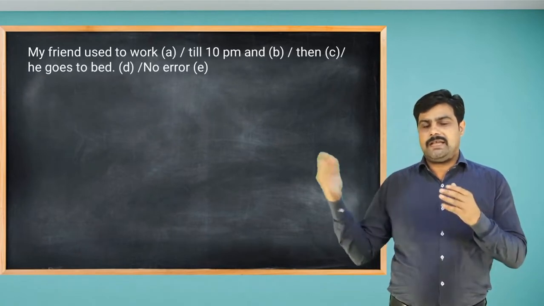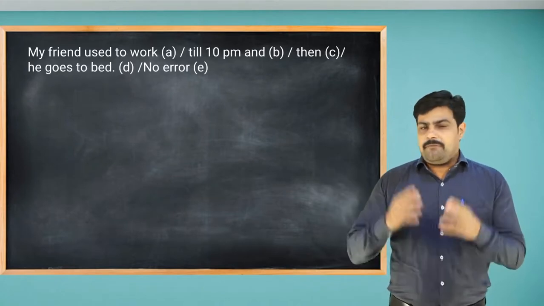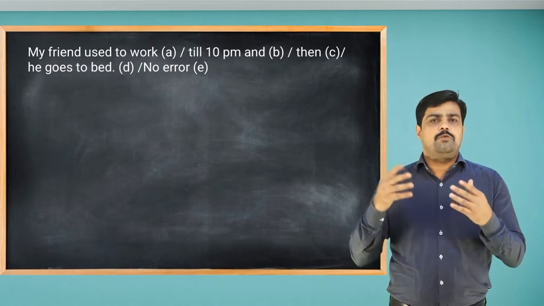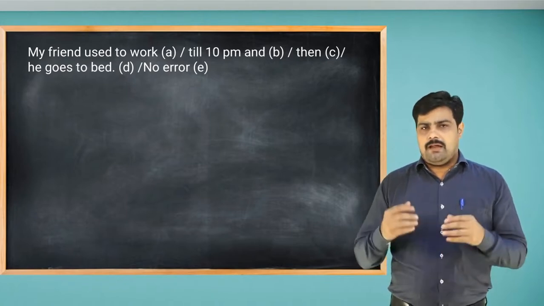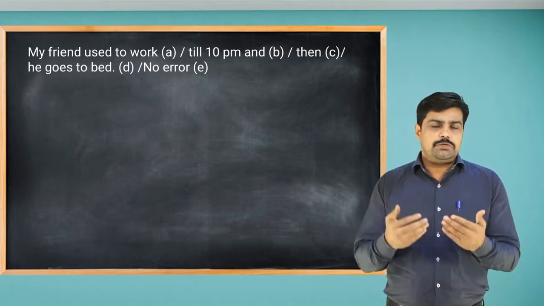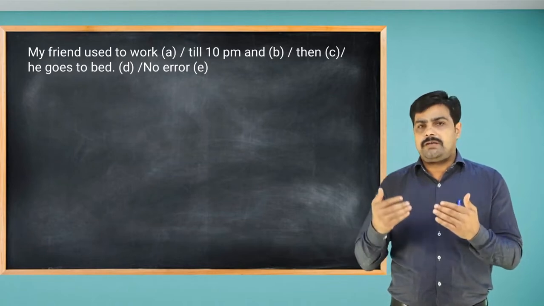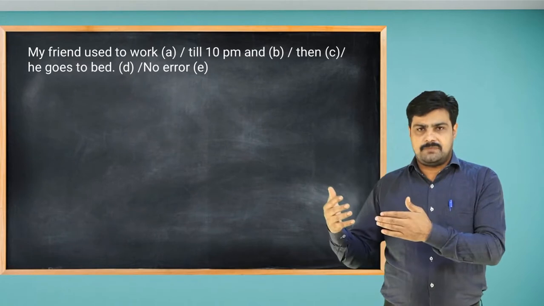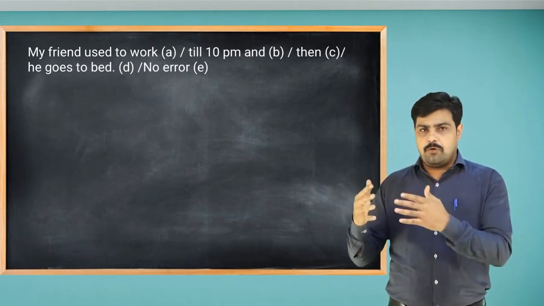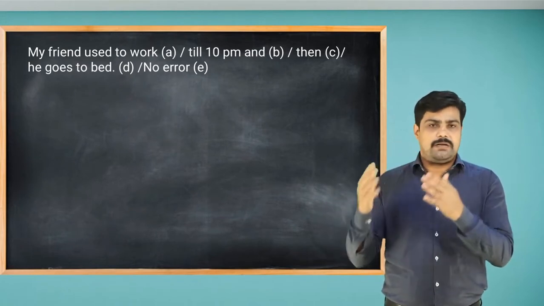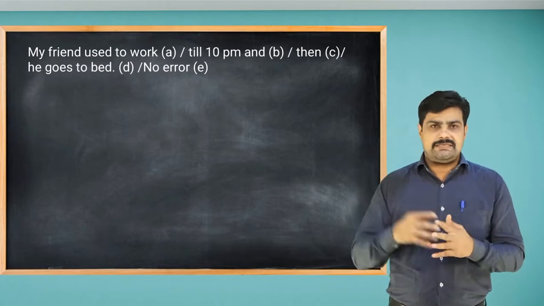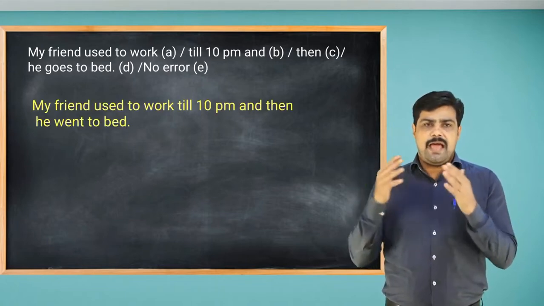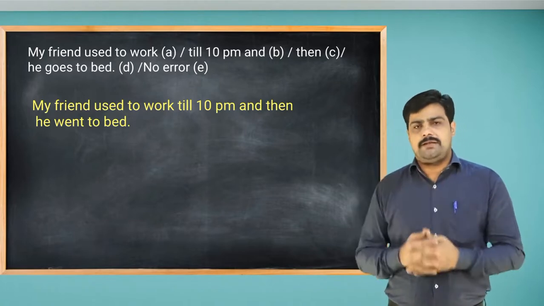Now let's take another sentence. My friend used to work till 10 p.m. and then he goes to bed. Well, we know that used to is used for past habitual action, means habit in past. So replace the verb go with went in part D and say the sentence as, my friend used to work till 10 p.m. and then he went to bed.